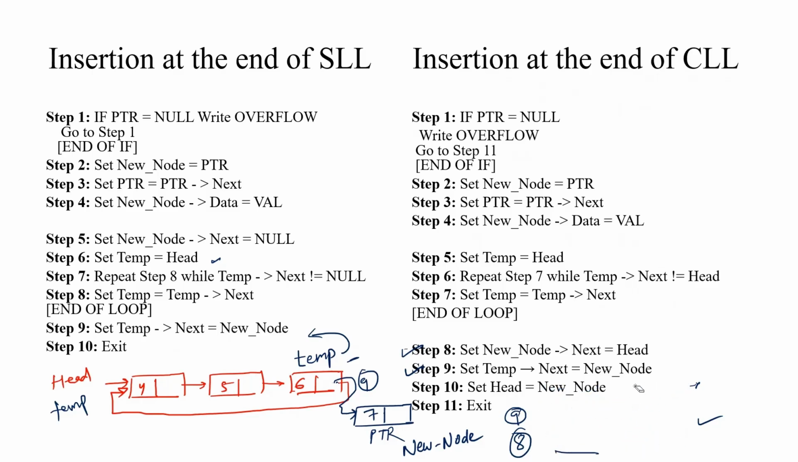So head is equal to new node will not come. So in this, step number 9 will not come because we are inserting the node in the last position. So in this way, we can insert the node in the last position. So the main steps in this algorithm are step number 8 and 9, which we are doing connections.